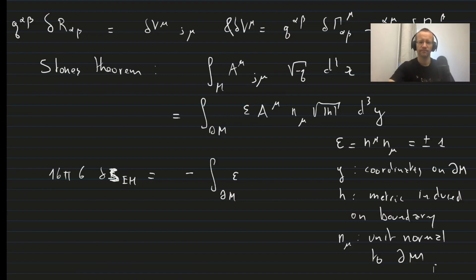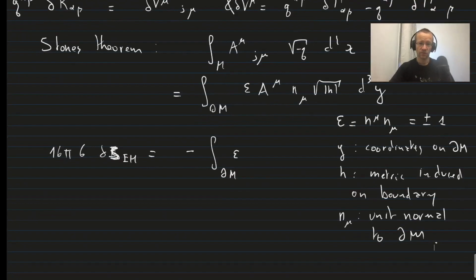of the manifold M. So with all this being said, we can compute the variation of the connection coefficient, and then we find that the variation of the Einstein-Hilbert action equals this expression.